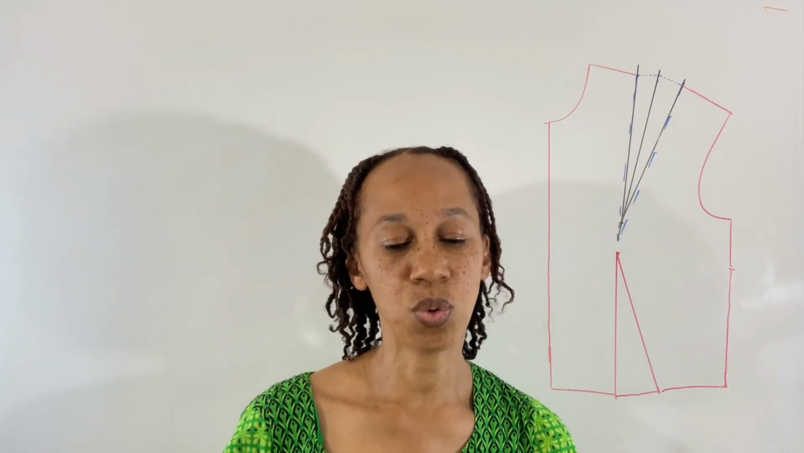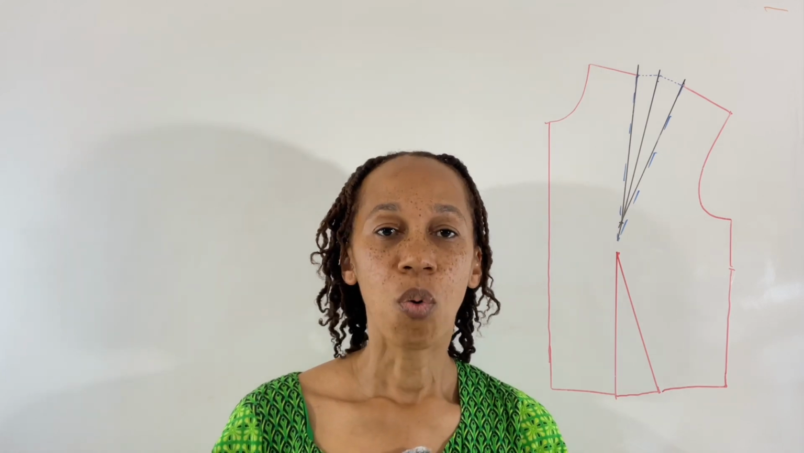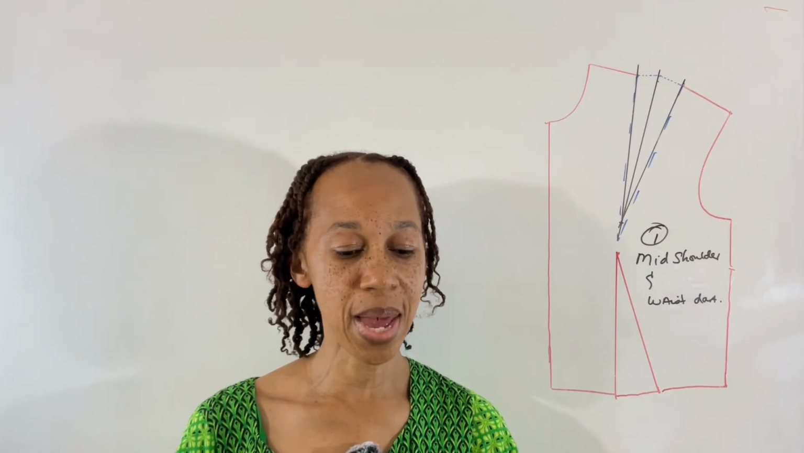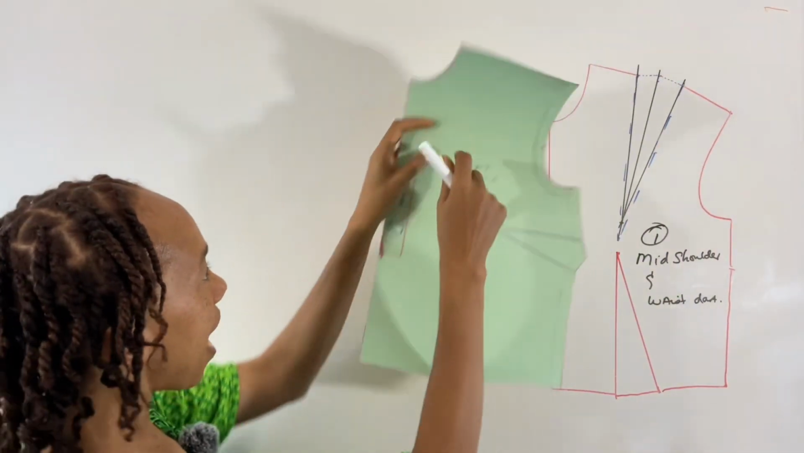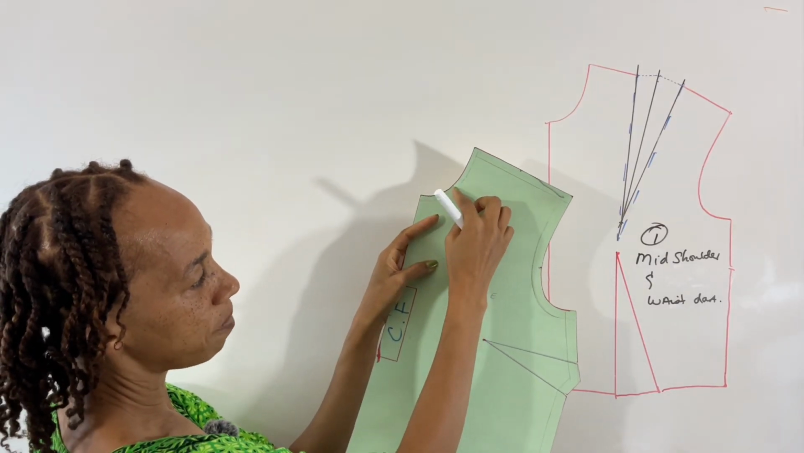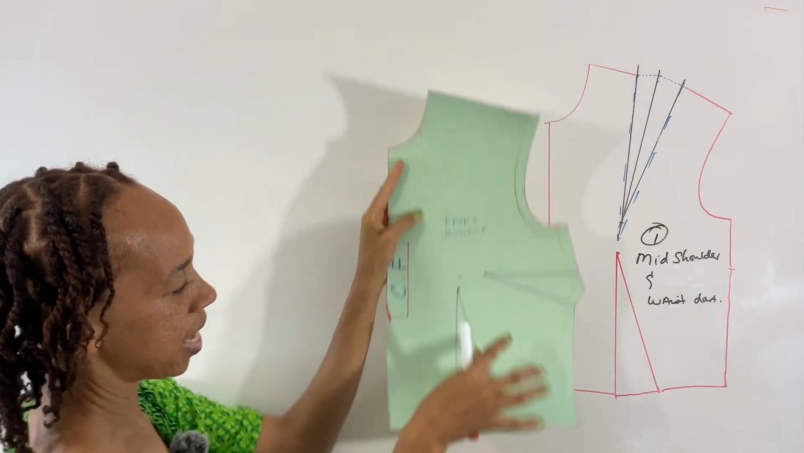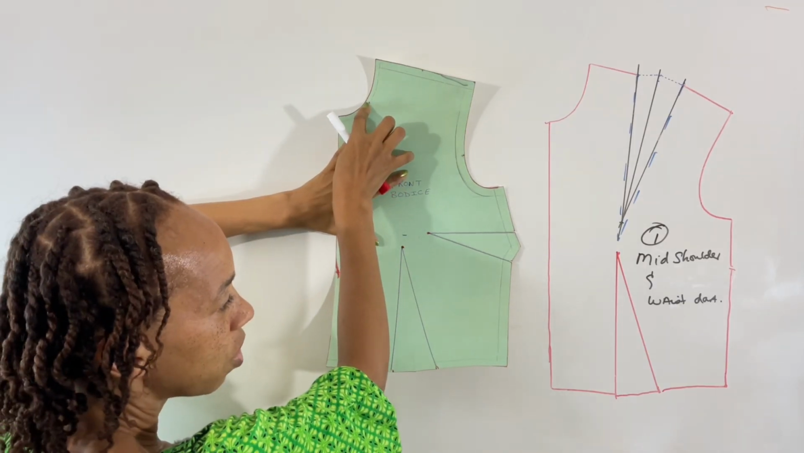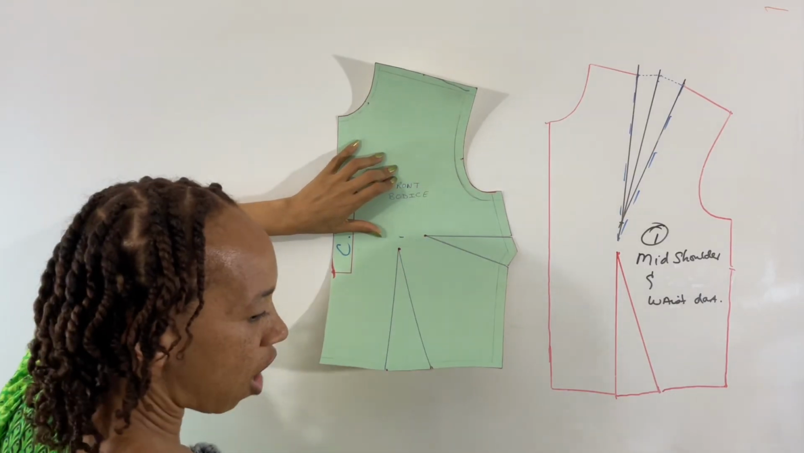Design number 2 is going to be your mid neck and your waist dart. Because it's going to be mid neck, you have to measure along your neck to find the midpoint, or the halfway point, and I already did that for you, and it's right here. So what you're going to do is trace from this point all around, and let's get started.